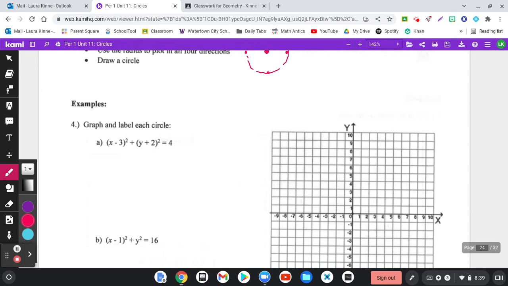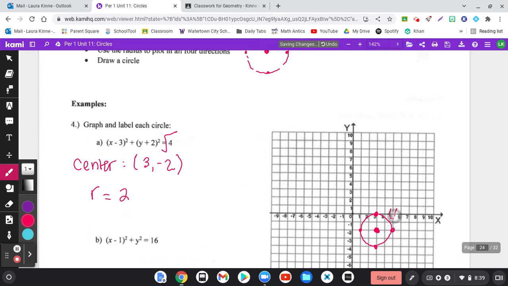Okay, so your center is the first thing that we want to find. It's positive 3, negative 2, and that's where they like to get you, forgetting to change the sign. Your radius is the square root of 4, which is 2. So we're going to go to 3, negative 2. And then we're going to go up 2, down 2, right 2, left 2. I feel like I'm in a Dr. Seuss movie. And then as carefully as you can, draw that circle.